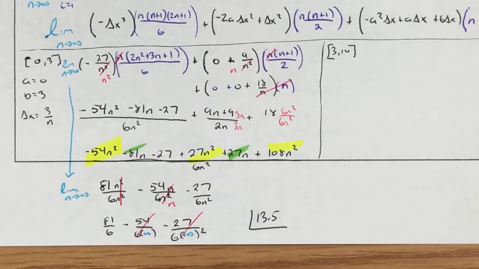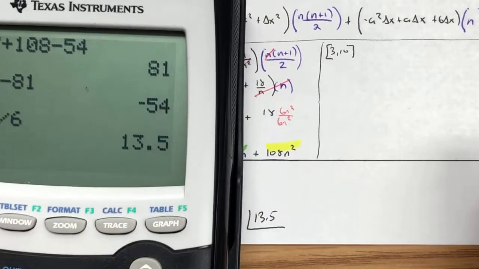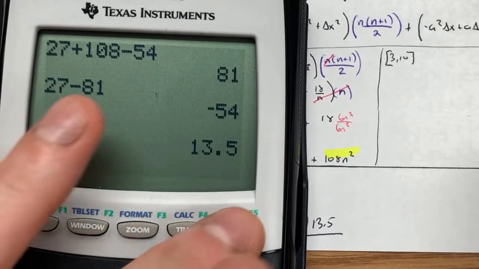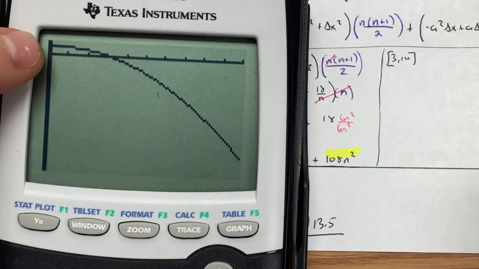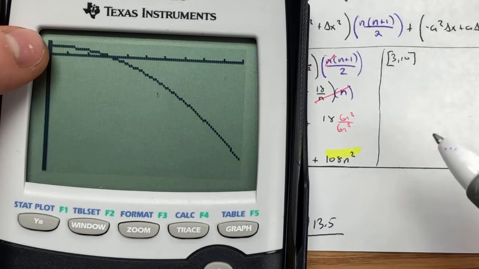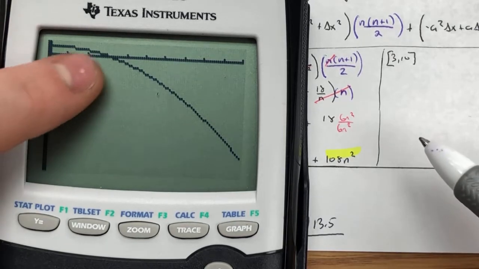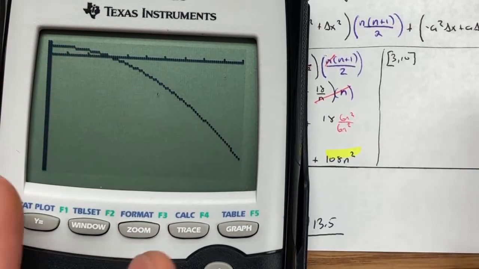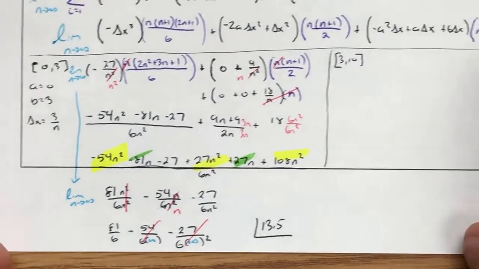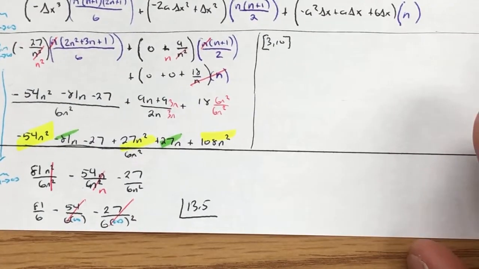That is the sum of the area that we had. If I look at that 13.5 and I look at the graph, that area up here is 13.5. When I do this area on the right, I'll figure out what this area is. So let's do that. Okay.